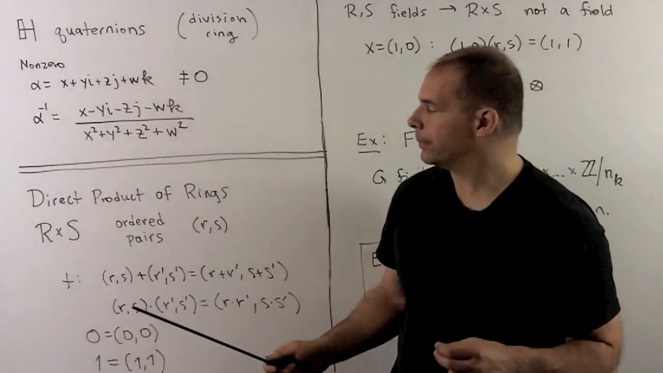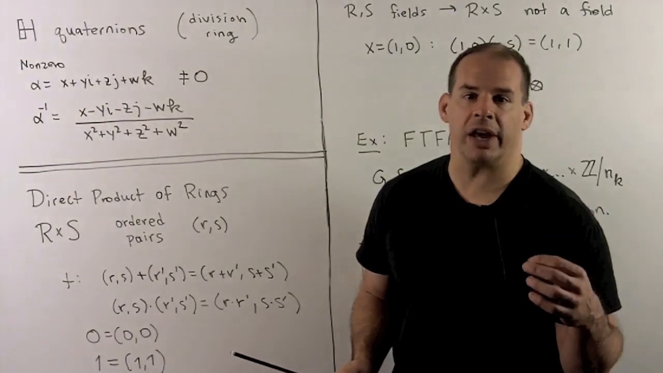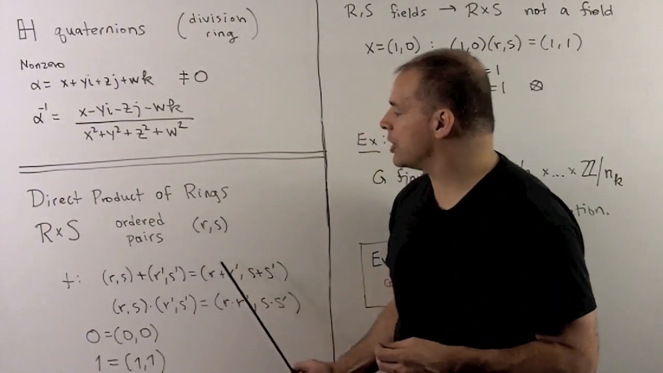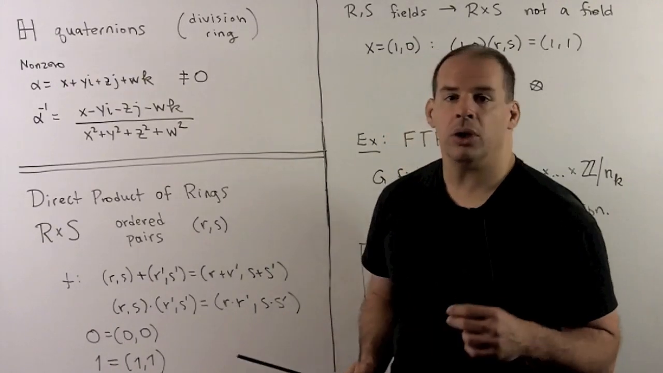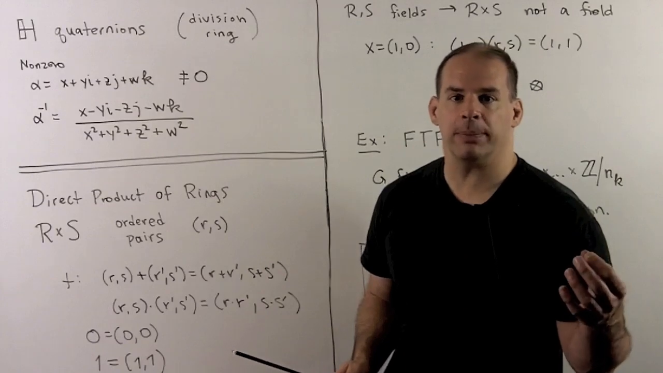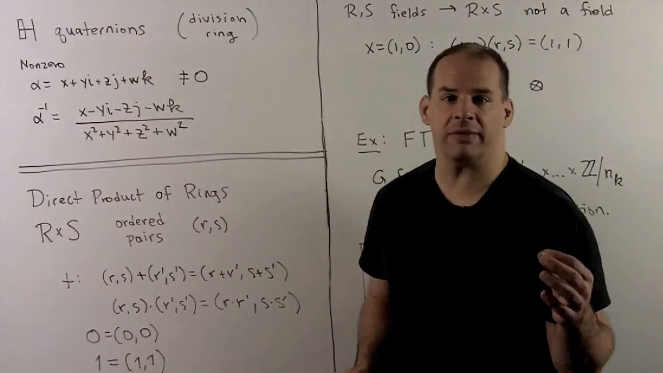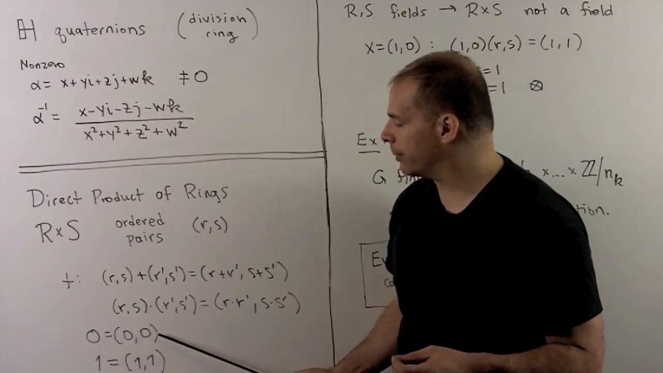Final construction, let's consider the direct product of rings. So we assume we have two rings, R and S. For the set, we'll take all ordered pairs, with R in the first slot, S in the second. We have a natural addition and multiplication: we do both coordinate-wise. For the multiplicative identity, we have (1, 1). For the additive identity, we have (0, 0).